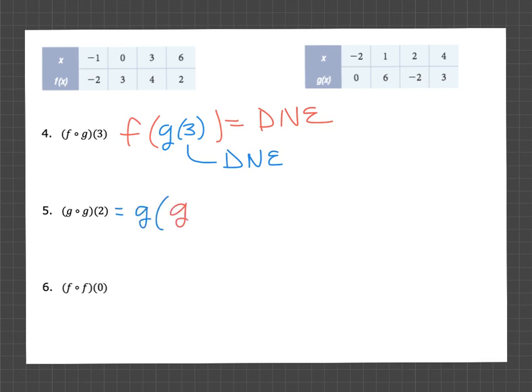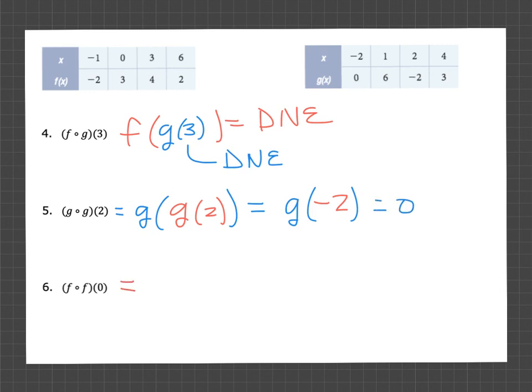Now this next one has the same inside as outside function. So we're going to evaluate g of 2 and plug that back into g. So let's go to the g table. Here's x equal to 2. Function value is negative 2. So this is going to become g of negative 2. And now we go to the table. Here is negative 2, and that gives us a function value of 0.